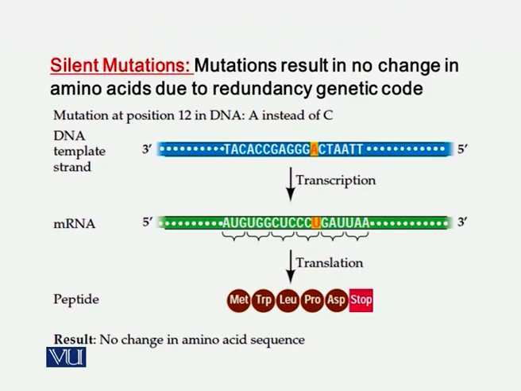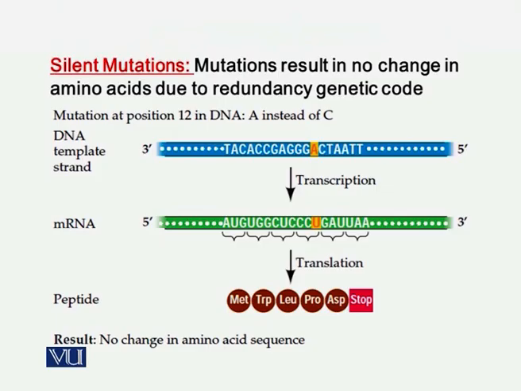The first one is silent mutation. When this type of change in a single nucleotide of DNA, genetic material, happens, there is no change in the protein which is ultimately formed from that segment of DNA. And that is due to redundancy of the genetic code. We looked at the genetic code and we saw that there were several codons which were specifying a specific amino acid.